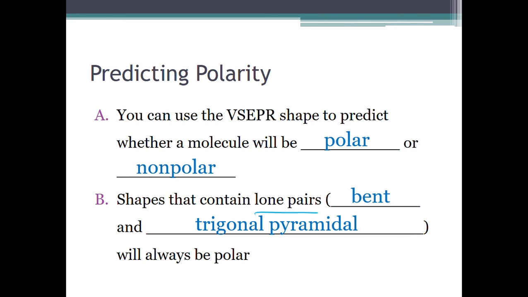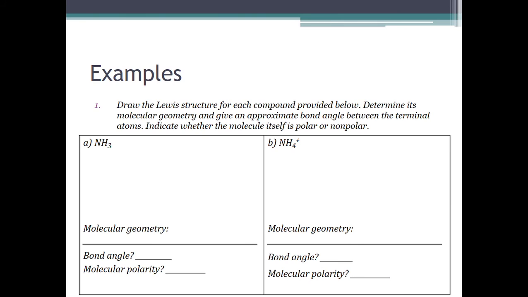Let's do some examples. All right, we've got 2 examples here. We are going to draw the Lewis structure for each compound. We're going to determine its molecular geometry, and we're going to give an approximate bond angle between the terminal atoms. And then we'll decide whether the molecule itself is polar or nonpolar. That's all we've got to do. Let's go ahead and get started. Our first one here, NH3, again, this is good old ammonia, or nitrogen trihydride, as you should be able to call it.